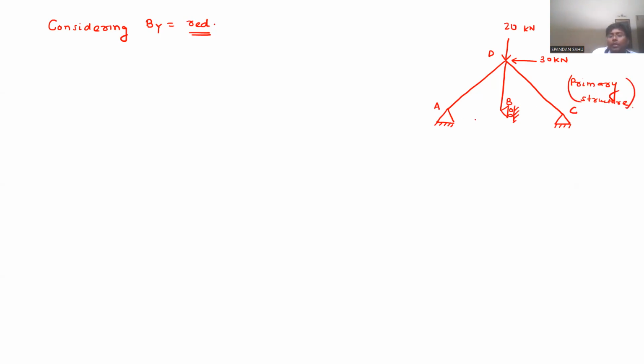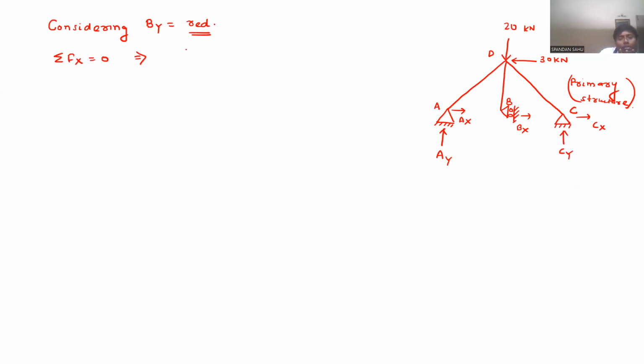Now, this is the primary structure. Now, here the unknowns are Ax, Ay, Bx, Cy, and Cx. Now let us write the equations of static equilibrium again for this primary structure.